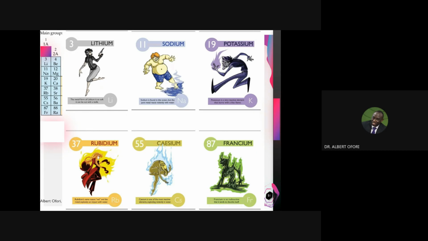That francium destroys itself once it has been exposed. You see it destroying itself, meaning its radioactivity is very fast. It decays very fast once it is exposed. So that is the general form of group 1, the alkali metals.